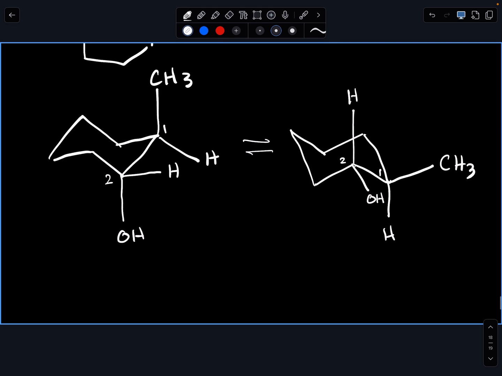Question. Which one of those two conformations do you think is more stable? It's going to be the right one. And that's because it's got both groups equatorial. And the one on the left is bad because both are axial.